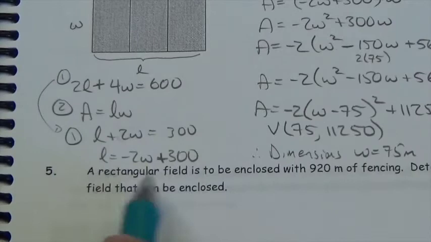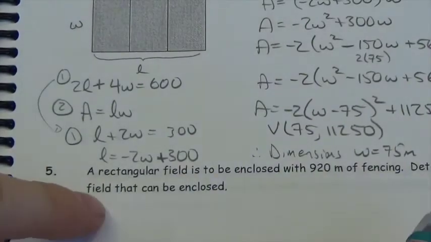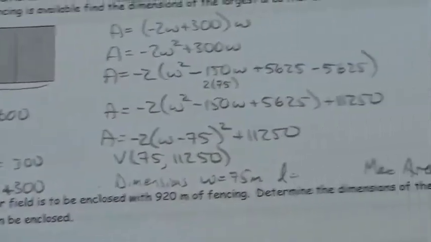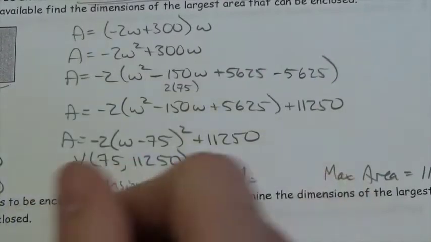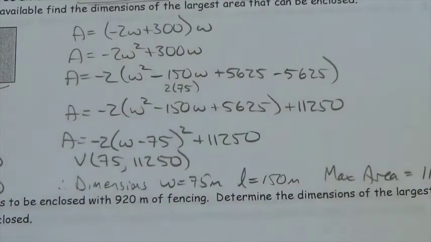Now, will an expression like this always exist? Well, almost always. Based on the way we're going to start these problems, you can almost always expect to see something like that. So down here, if I plugged 75 in, that's going to get me 150 meters for the length. And so there you go. The question was asking for those dimensions.